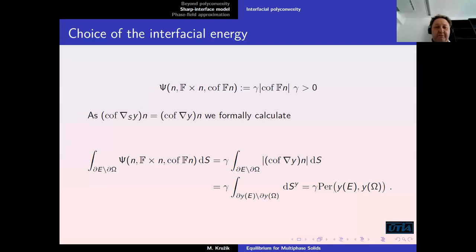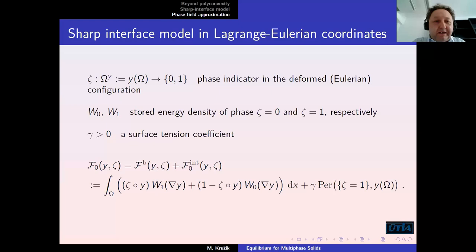So in this particular case, we come up with the following model. So we have zeta, which is the phase indicator in the deformed configuration, so in the Eulerian setting, and then I have just two phases. So W0 and W1 as before. These are the stored energy density of phase zero and one as before.